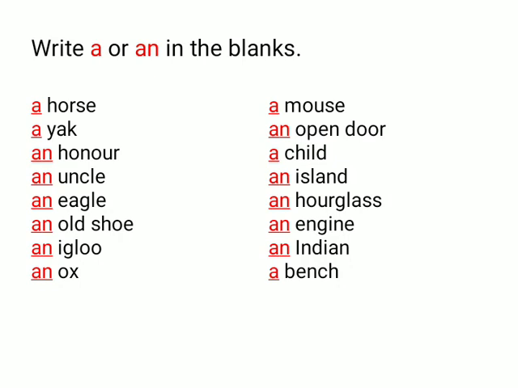Now 10th one, just see, dash open door. What will come in this dash? An open door. Now here the first letter of the word open is O, and O is a vowel. So we use the article an before the singular word, that is an open door.